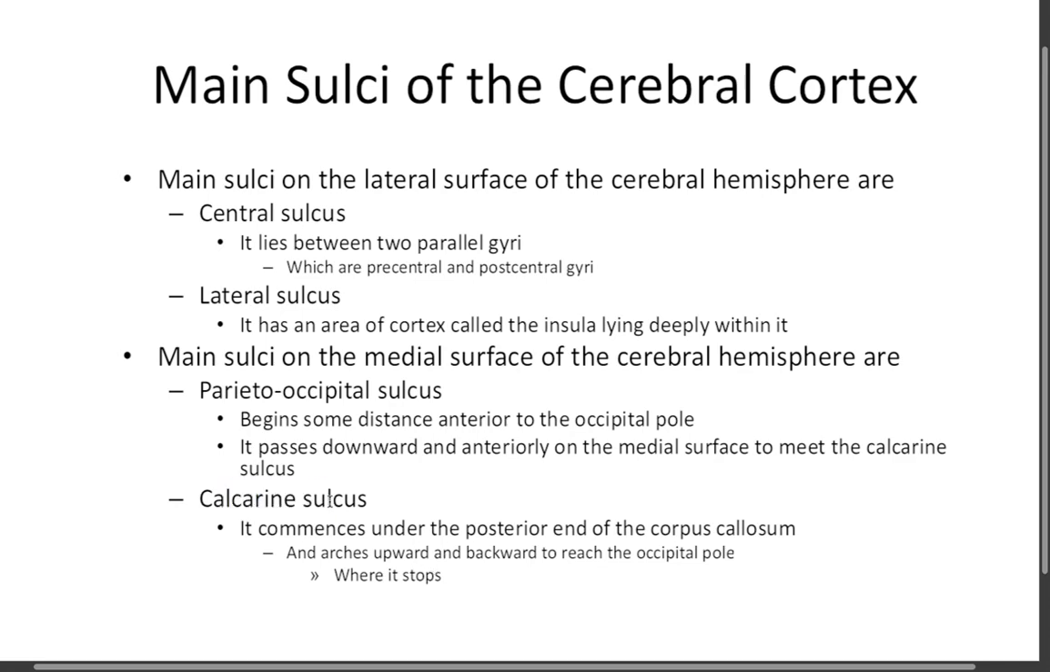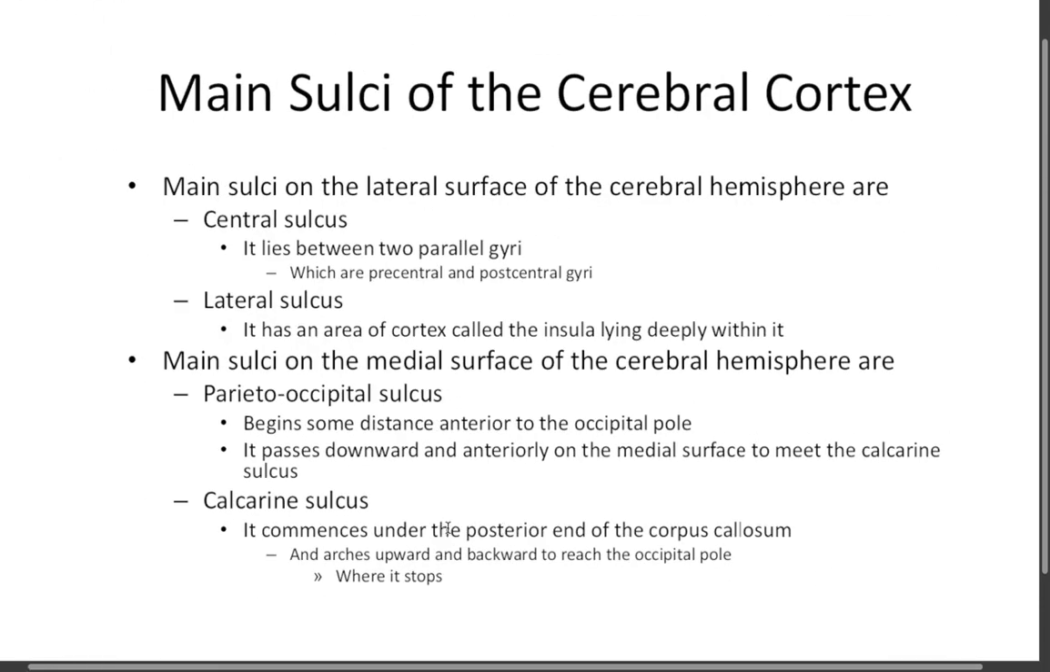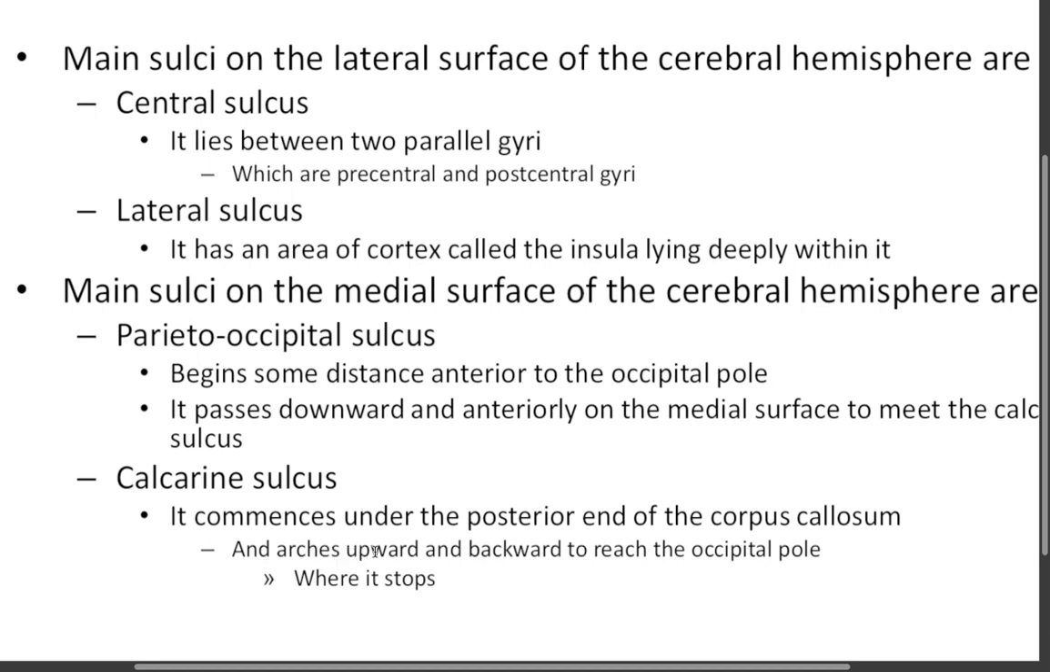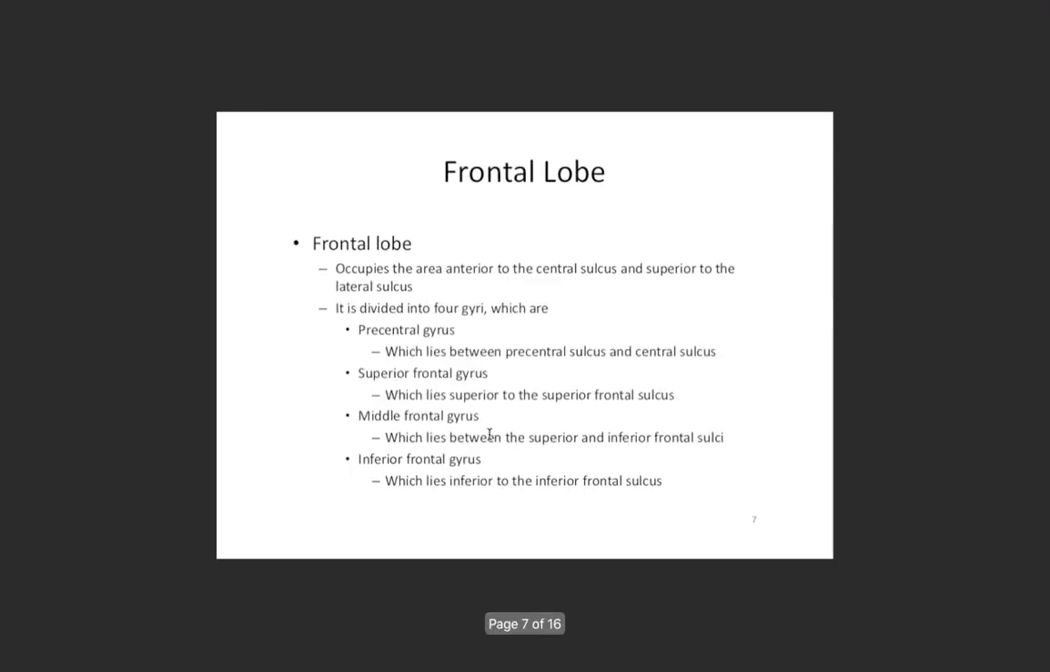The calcarine sulcus commences under the posterior end of the corpus callosum, the splenium, and arches upward and backward to reach the occipital pole, the posterior end of the occipital lobe, where it stops. This is information to help us understand its direction, but we will understand it better now.